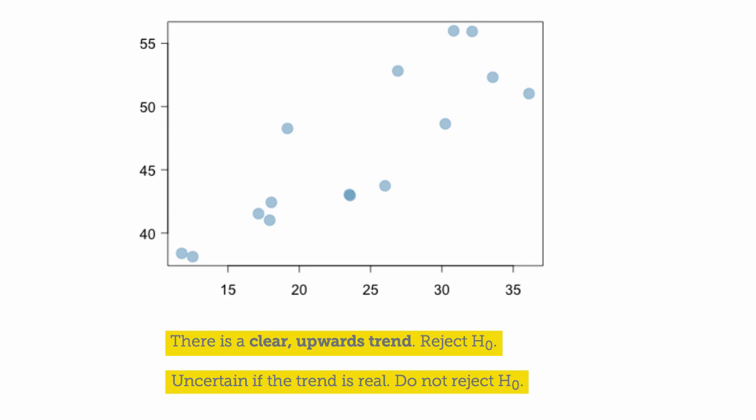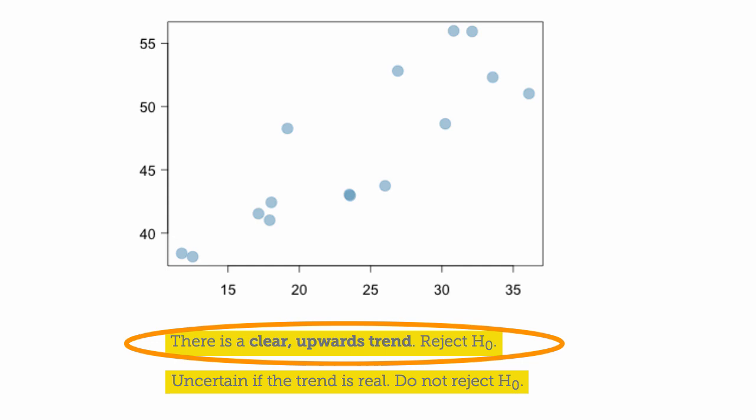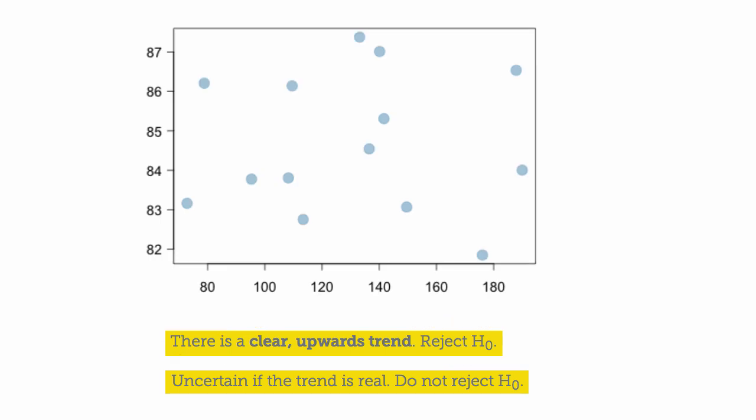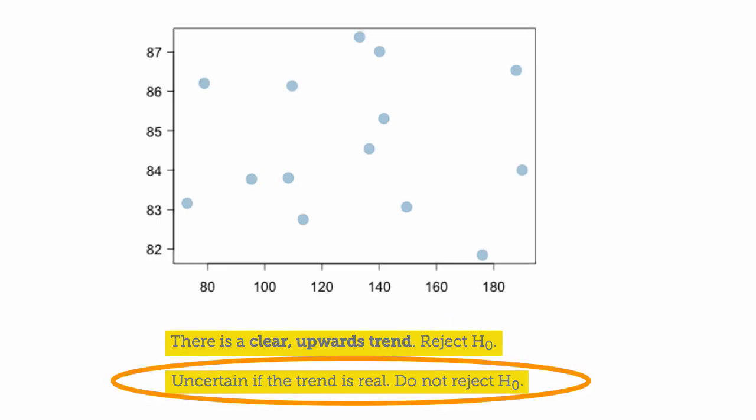In this first example, we can observe an upward linear trend. Most people would say that this trend is unambiguous and probably evident in the population represented by the sample. That is, the trend in the sample data in this case seems so clear that most people would conclude that there is probably some real trend in the population, and they would reject the null hypothesis. In the second example, it's unclear if there's an upward linear trend. In this case, we will not reject the null hypothesis.